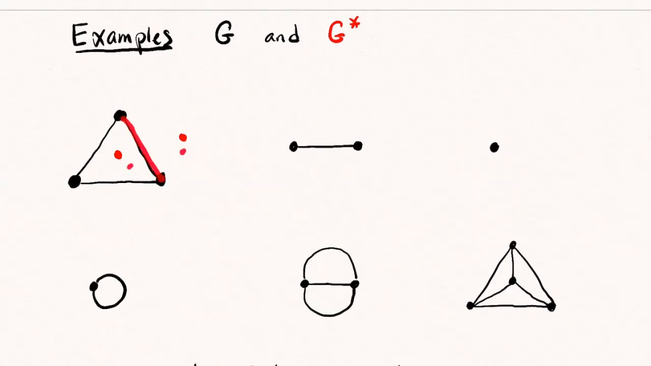So I can see that the outer face and the inner face are adjacent along, say, this edge of that 3 cycle. So that means I have to put in a dual edge across that. The outer face and the inner face are also adjacent along that edge. So I also have to put in a dual edge there.